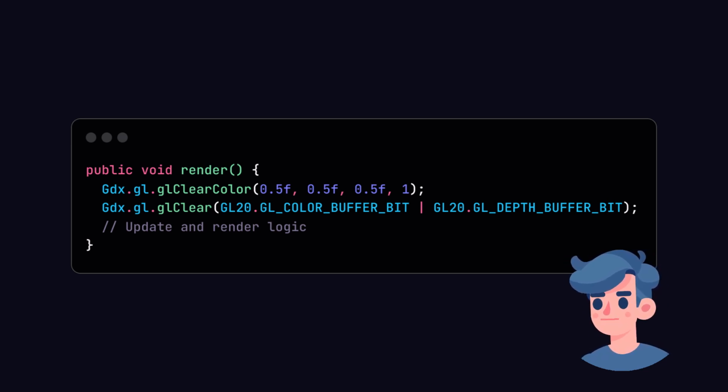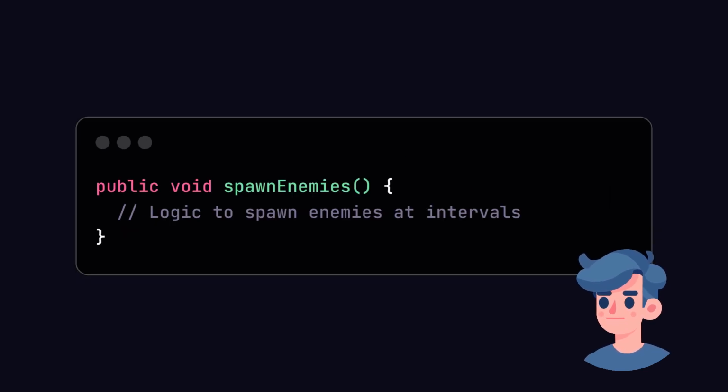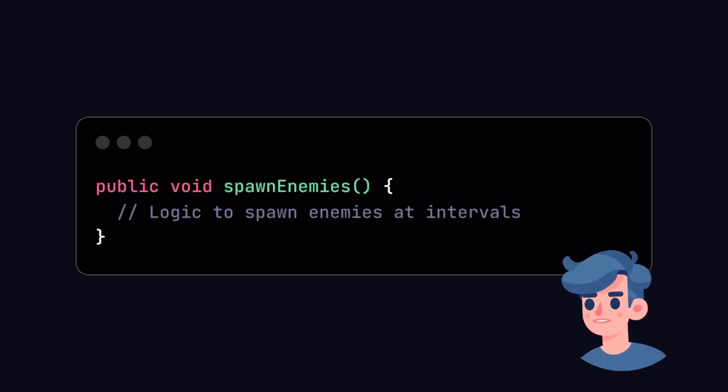The game loop helps us update game objects and render the scene. To make our game feel more alive, we need to add some input handling. We'll implement controls for placing towers on our map. Next, we will implement the enemy spawning mechanism. This will allow us to generate enemies at regular intervals in the game.